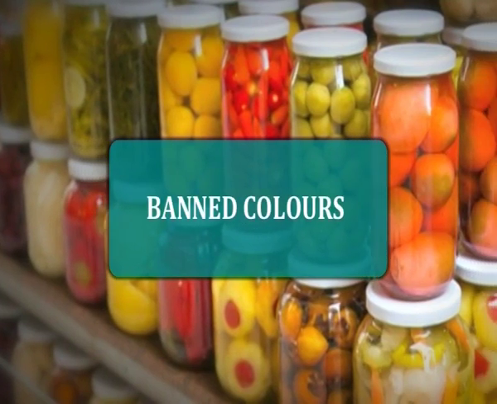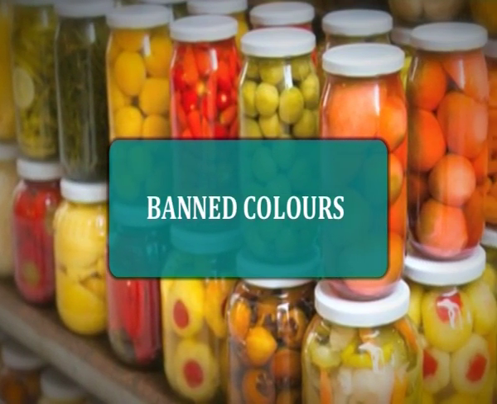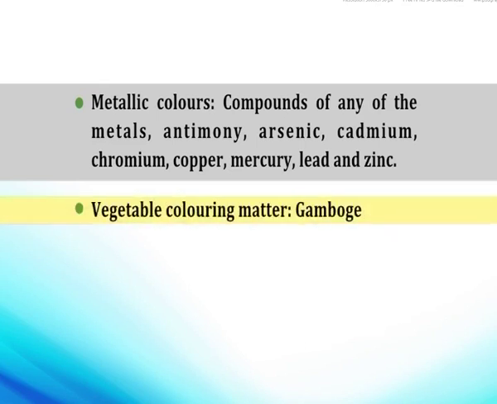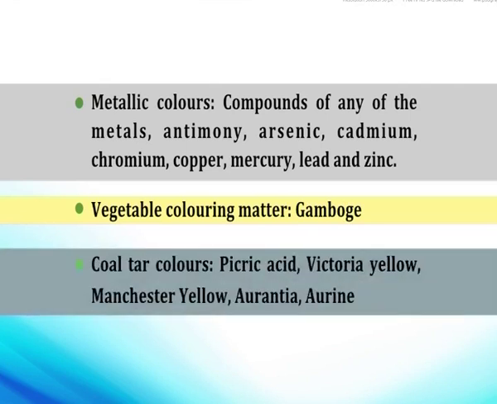Now coming to banned colors. The following coloring matters are banned from use as food colors as per public health regulations by the Ministry of Health, UK. Metallic colors: compounds of any of the metals antimony, arsenic, cadmium, chromium, copper, mercury, lead and zinc. Vegetable coloring matter: gamboge. Coal tar colors, picric acid, Victoria yellow, Manchester yellow, aurantia, orin.